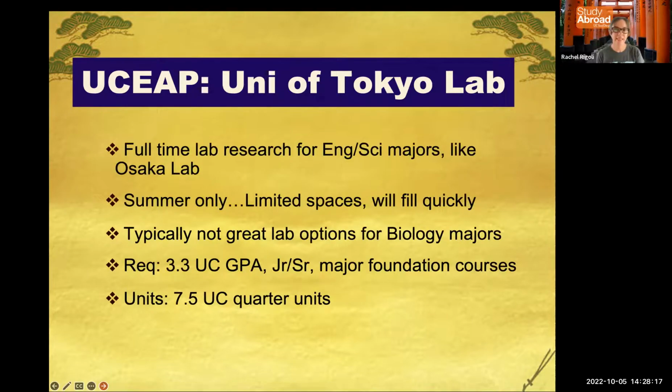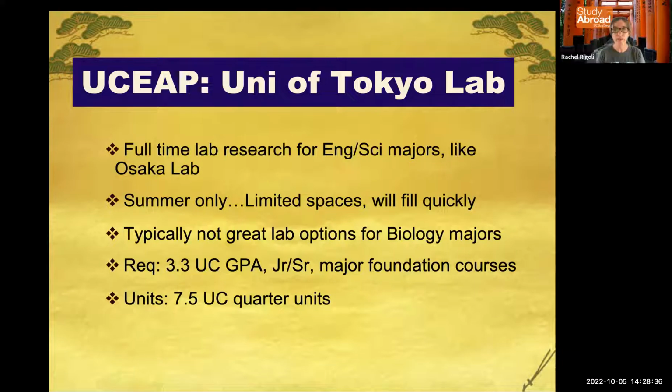And then the last program that I would like to talk about is the University of Tokyo Lab Program. This, like Osaka, is full-time lab research for engineering and science majors. It's summer only, there are limited spots. It will also fill quickly. So summer is very popular for these lab research programs.